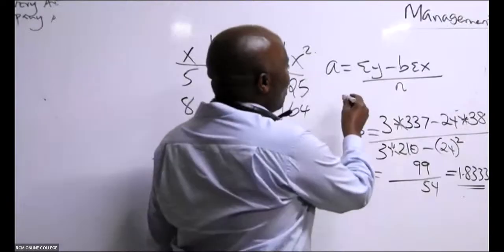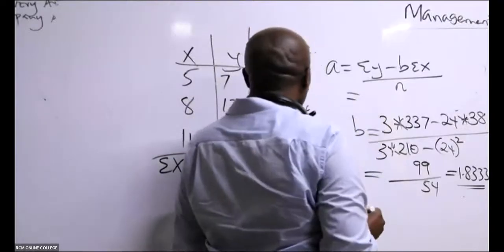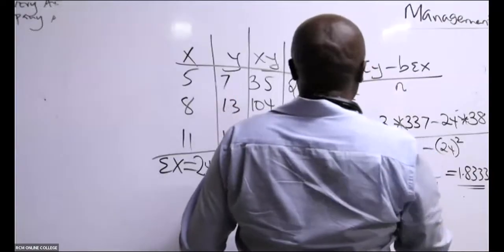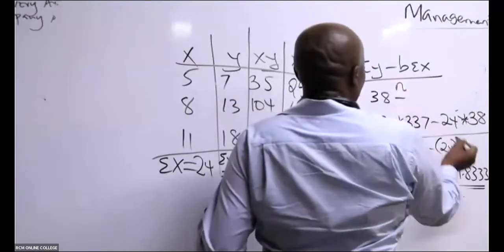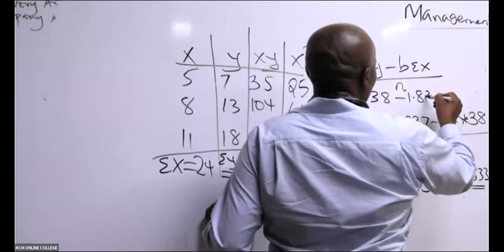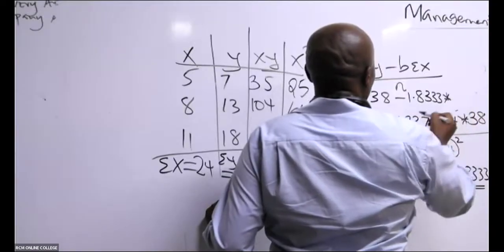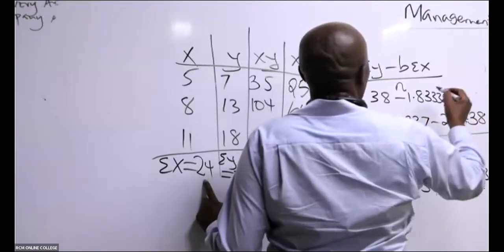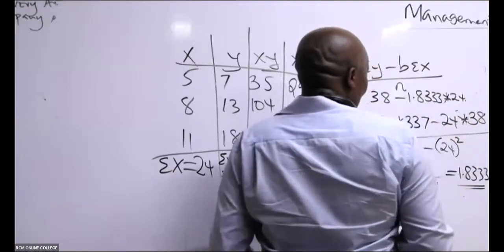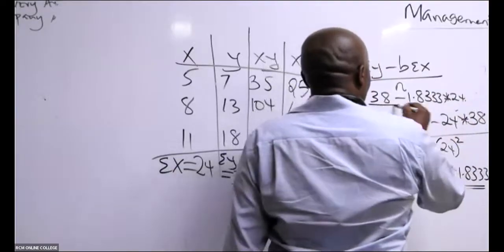So summation Y, do we have summation Y? So summation Y is what here, somebody? 38 minus B, which is 1.833, isn't it? Times summation X, which is what here? Summation X is 24, isn't it? And then everything to be divided by who?